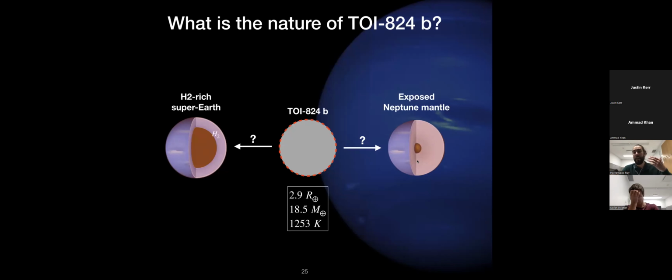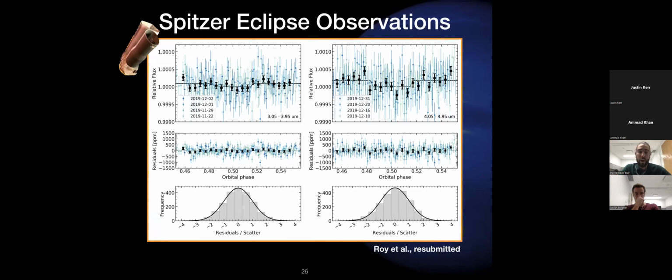And we know that it's a good idea to look at this planet in eclipse because of its high temperature. So that's what we did. We obtained 4 eclipses of TOI-24b in each of the 2 Spitzer channels during the last month, I think, of its lifetime. And these are the light curves we obtained for TOI-24b.